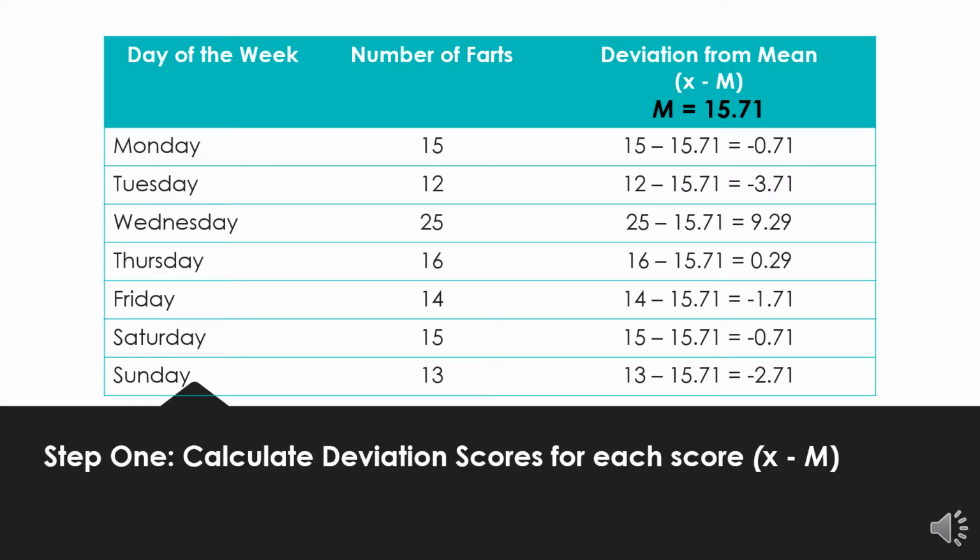To calculate how each individual score deviates from the mean, we will subtract the mean, which is 15.71, from the number of farts for each day. For example, on Monday, we will subtract 15.71 from 15. The deviation score for Monday is negative 0.71. We will go through and do the same thing for each additional day of the week.